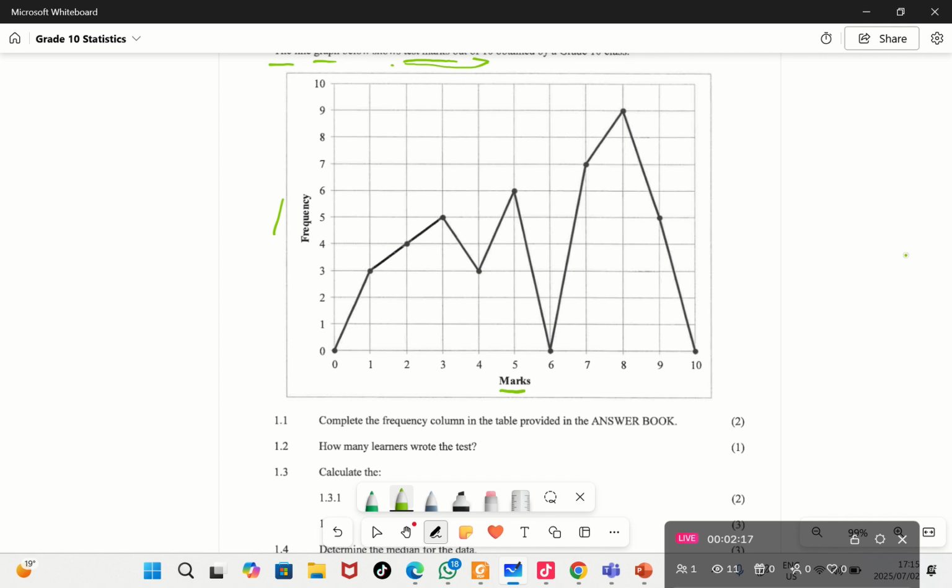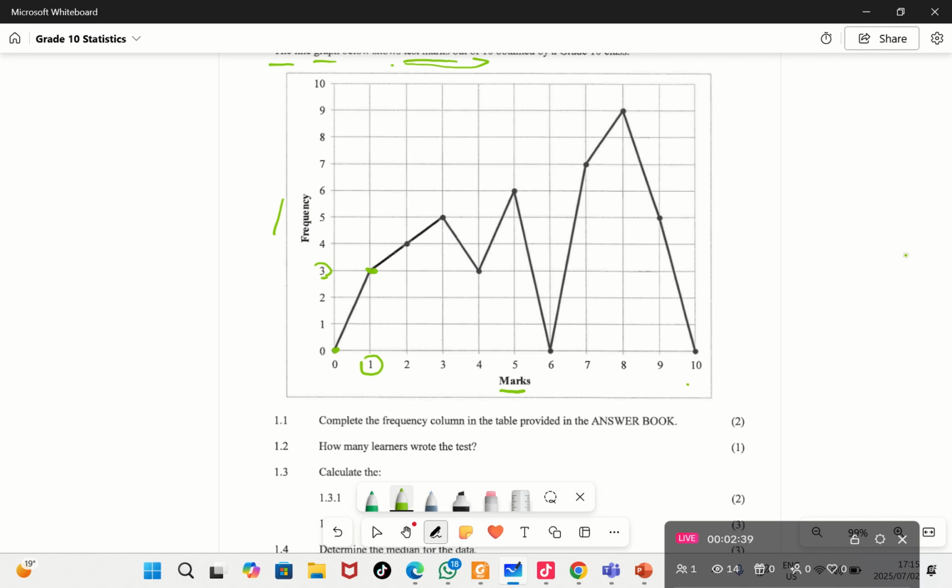So now let us look at this first point here. The mark is 0, the frequency is 0. Let's look at the second point here. It says the mark is 1 out of 10, remember? And then the frequency is 3. This point means that 3 people got a 1 out of 10. Does it make sense?